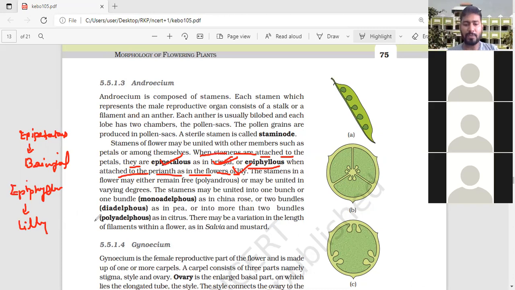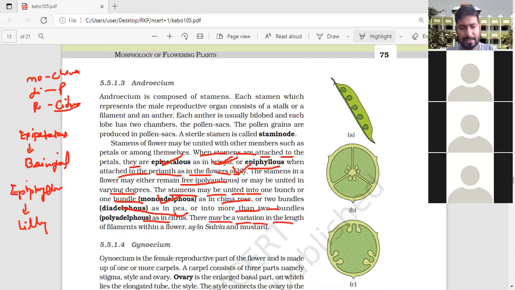Next, the stamens in the flower may either remain free, polyandrous, or may be united in varying degrees. Stamens united into one bunch or bundle are called monadelphous, found in China rose. Two bundles, diadelphous, Pisum sativum, Fabaceae. More than two bundles, polyadelphous, found in citrus. Monadelphous, China rose. Diadelphous, pea. Polyadelphous, citrus. So this you have learned.